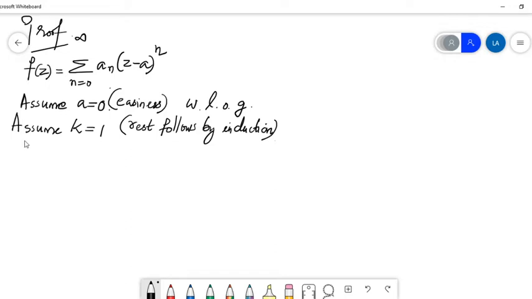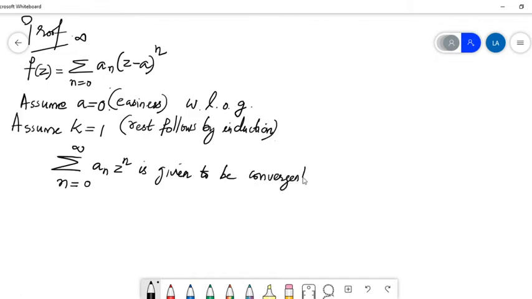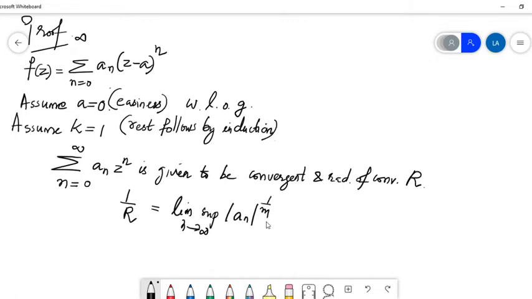So we had earlier seen that if we have a series summation n is equal to 0 to infinity a_n z raised to n which is given to be convergent, and the radius of convergence is given to be capital R for this series, then we had earlier seen that 1 by R is equal to limit supremum as n tends to infinity of modulus of a_n the whole raised to 1 by n.